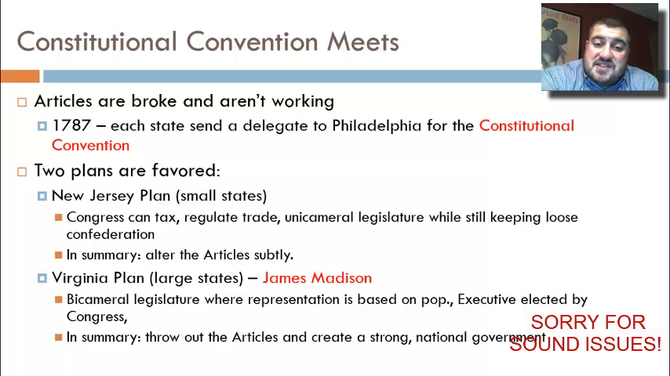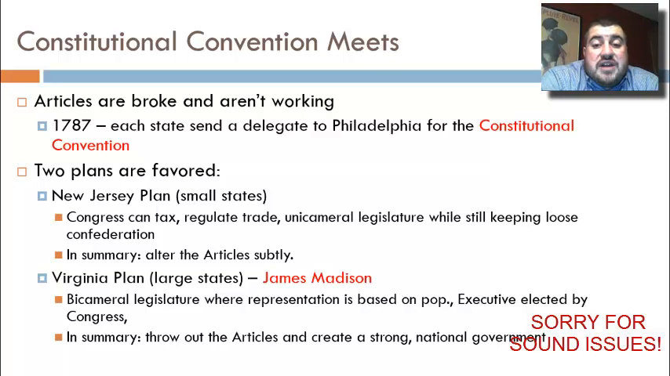The New Jersey Plan basically alters the Articles very subtly. We give Congress the power to tax and to regulate trade. We keep a unicameral legislature while still keeping a loose confederation of states and keeping power with the states. That is what a small state would want. And when we say small and large states, we're talking population here. But it's easy to remember because New Jersey is small and Virginia is larger. So that's the New Jersey Plan.